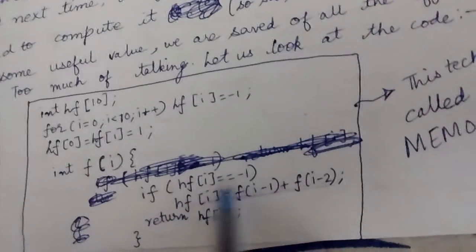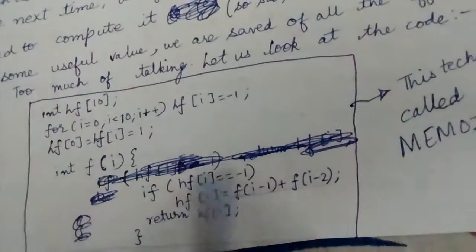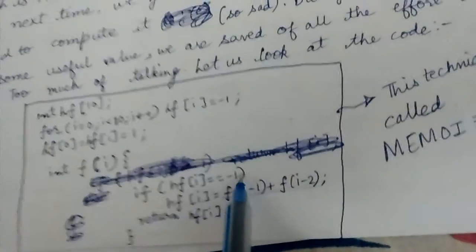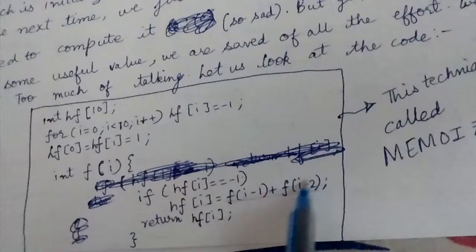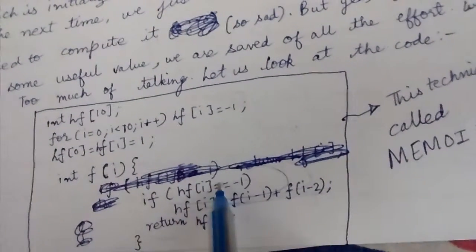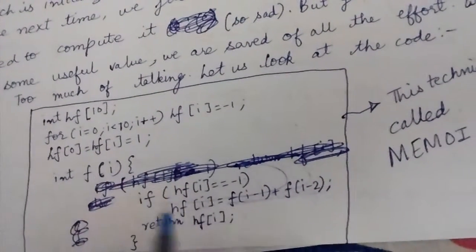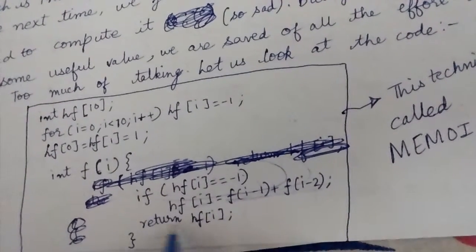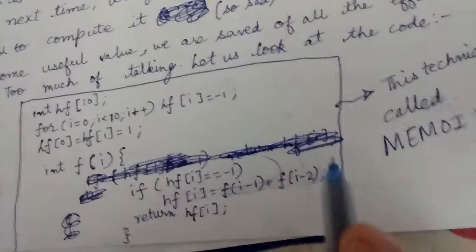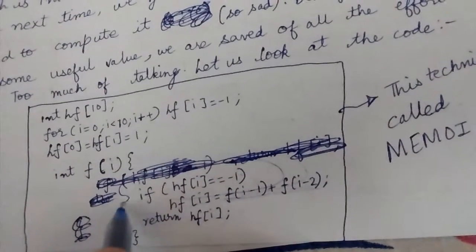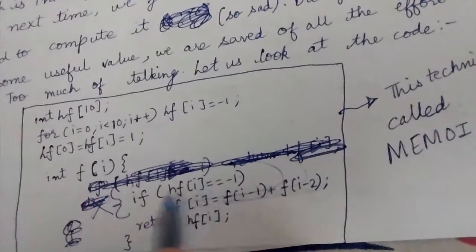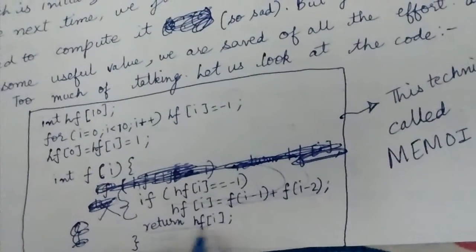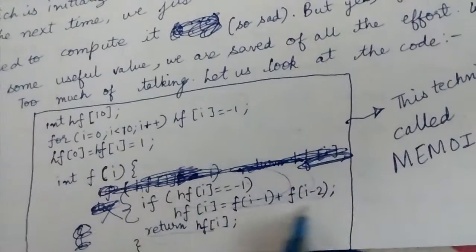So if hf[i] is not -1, then this step is bypassed. I just return hf[i]. If hf[i] is not -1 and it has some useful value which was populated by some function which was called before me, then I just return that value. This step will not be executed in that case. So only this step runs. No children are called, nothing else is called.